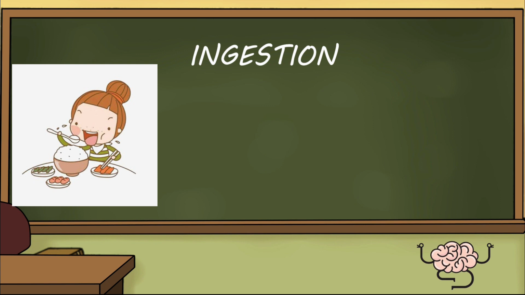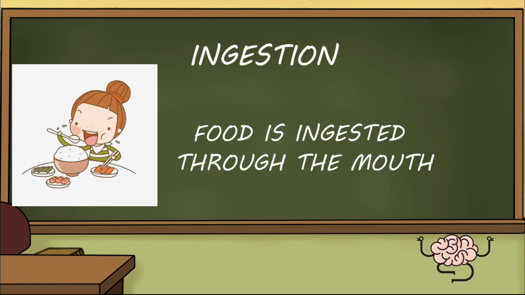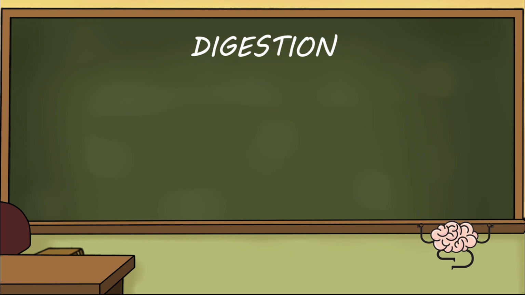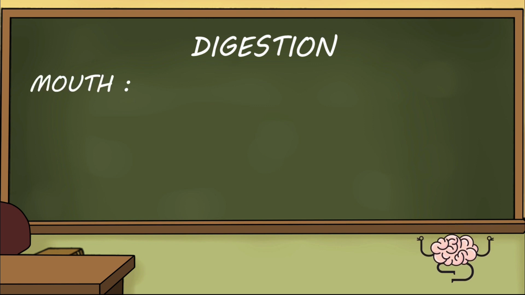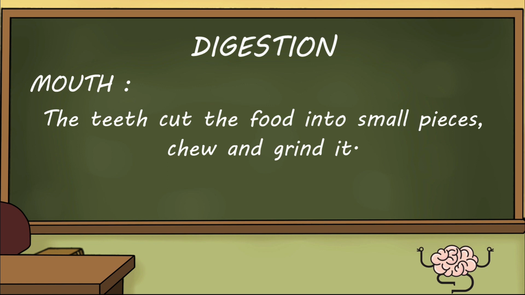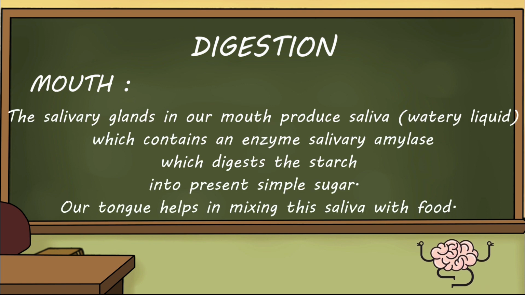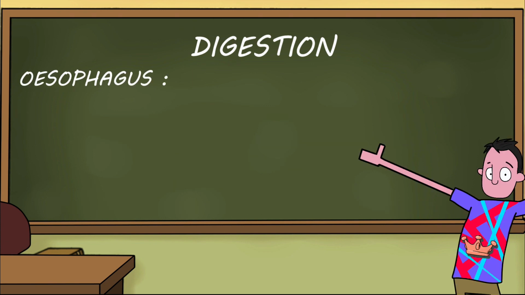At first, ingestion. In human beings, food is ingested through the mouth. Next is digestion. The digestion of food begins in the mouth itself. The teeth cut the food into small particles. The salivary gland in our mouth produces saliva, which contains an enzyme called salivary amylase. This salivary amylase digests the starch into simple sugar. Our tongue helps in mixing this saliva with the food.